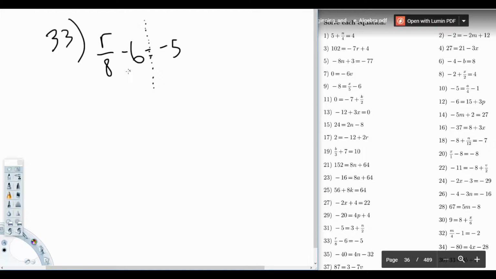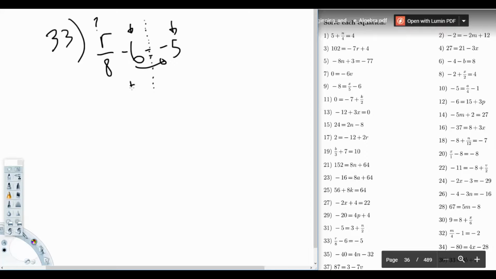When you're looking at these, the first thing you want to do is put everything that you know on one side and everything you don't know on the other. So we know what minus 6 is. We know what minus 5 is. We have no clue what r over 8 is. So I'm going to move this over here.